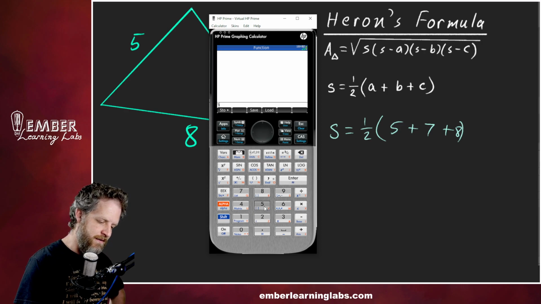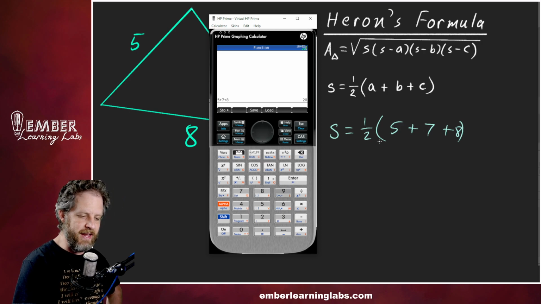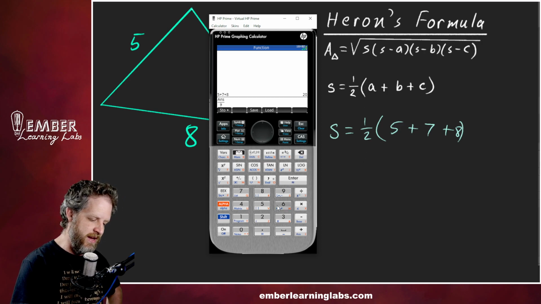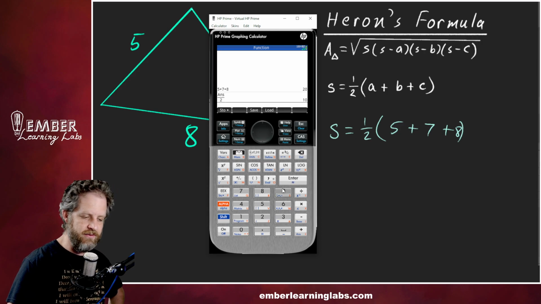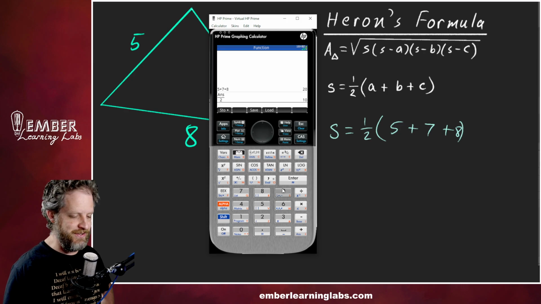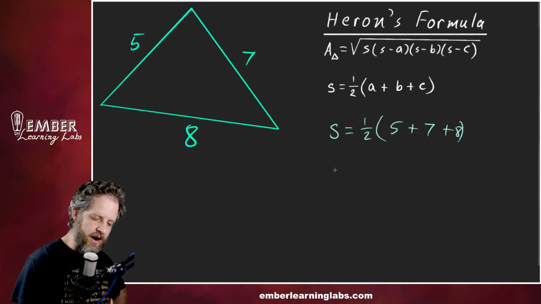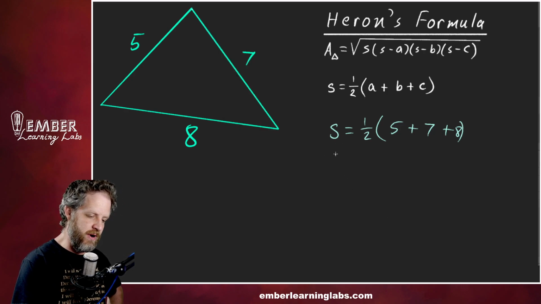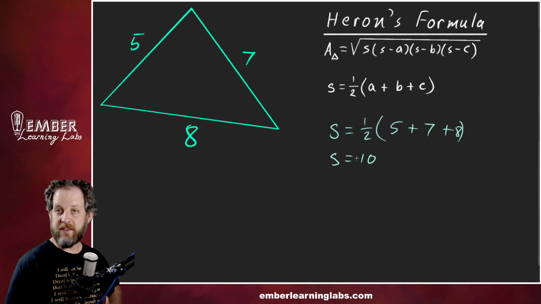So we're going to do 5 plus 7 plus 8, and then multiply that times 1/2, which is the same as dividing it by 2. We definitely could have done that in our head, because 20 divided by 2 is easy, that's 10. So our S in this particular problem is 10. So that's easy peasy.